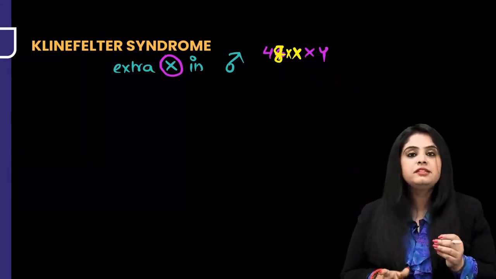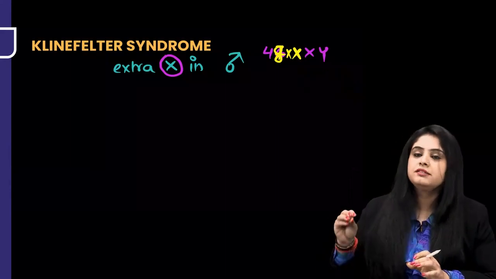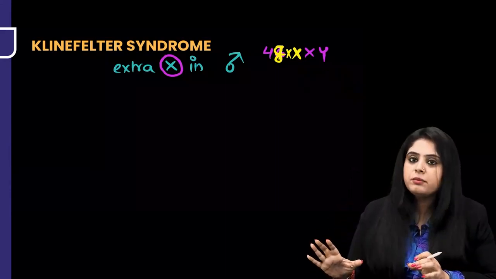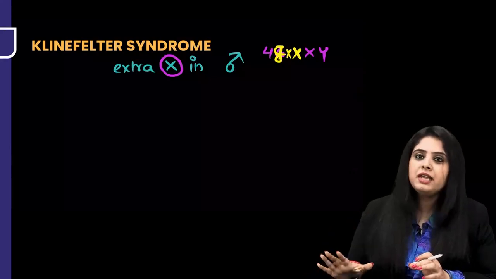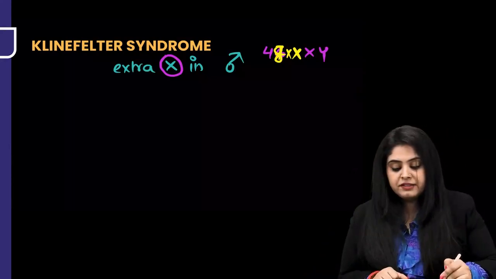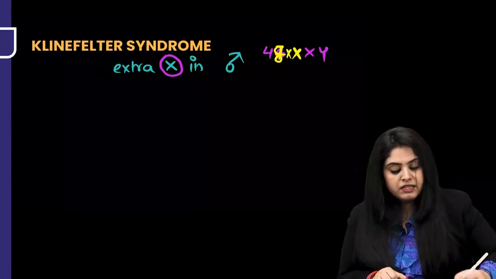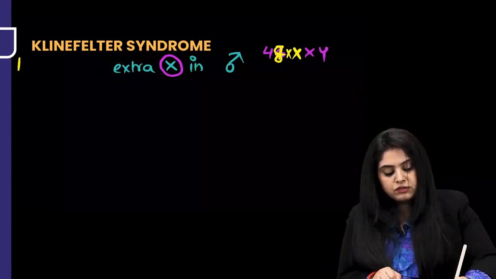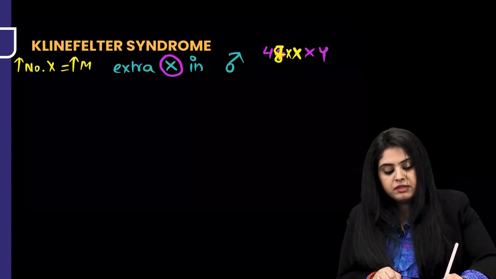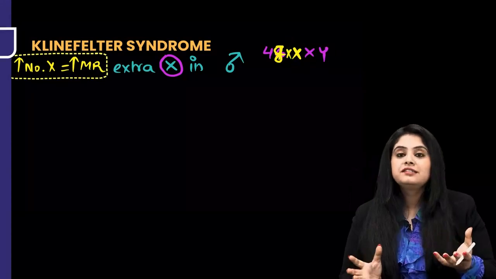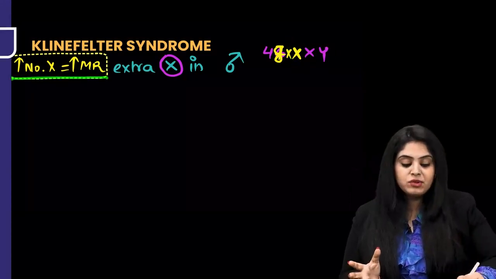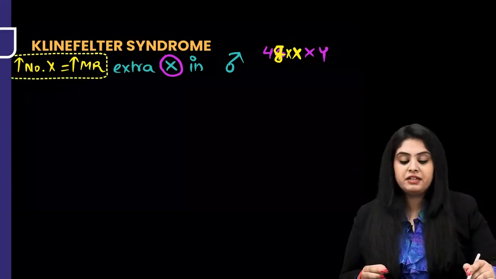Okay, so Klinefelter means it's primarily a male, meaning secondary sexual characteristics will be of a male. The gonads will also be the testes, everything of a male. But the problem is that there are extra X chromosomes. Please note, the more X chromosomes, the more the mental retardation. Because of extra X chromosomes, there is a disarray that is created. So remember, more X chromosomes, more mental retardation.